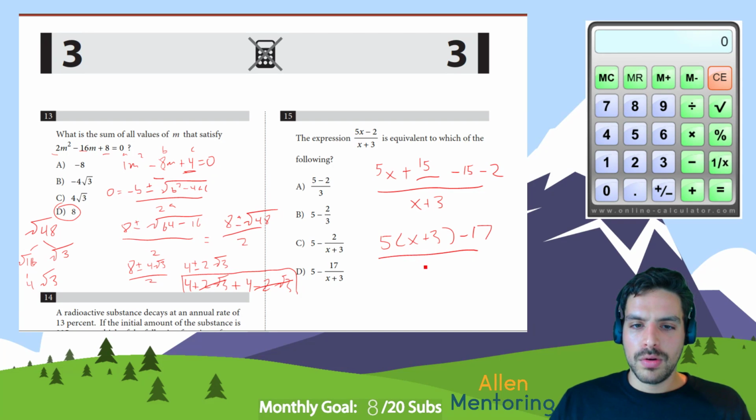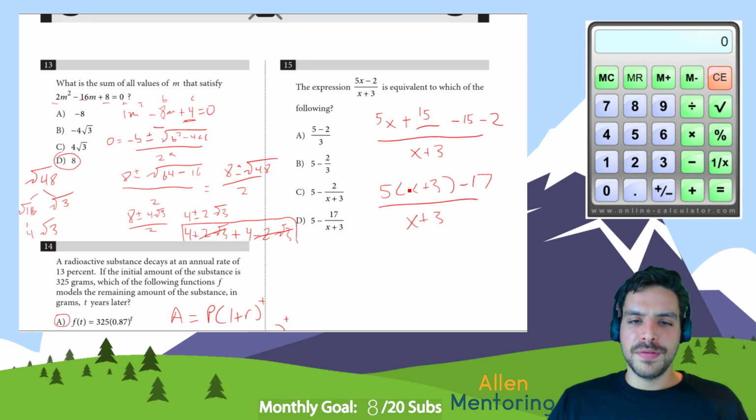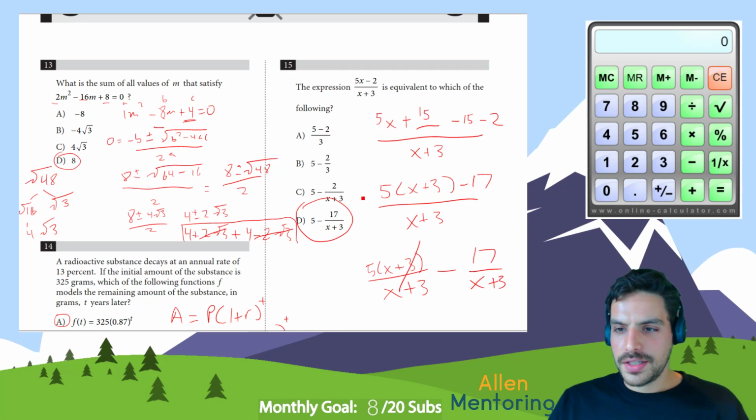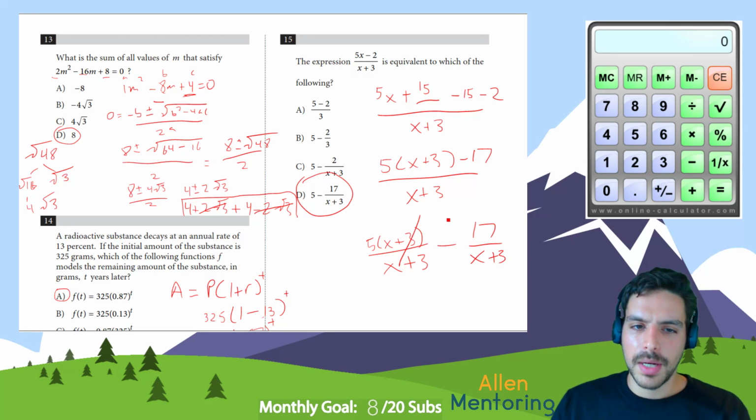All right, and so now we have x plus 3. And so if you divide x plus 3 by both of these, you get 5 times x plus 3 over x plus 3 minus 17 over x plus 3. And in this case, x plus 3 cancels out. And so this is your answer here. So do not feel bad or lose confidence because you couldn't get this one. It was actually one of the trickiest problems that I've seen on the test so far.